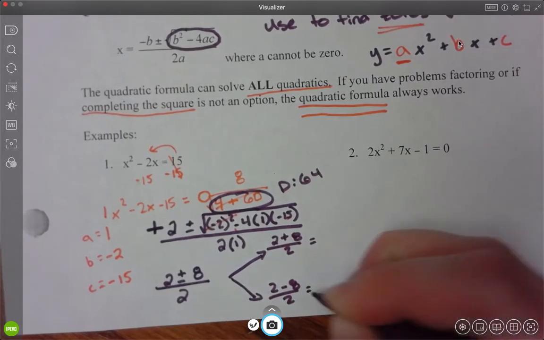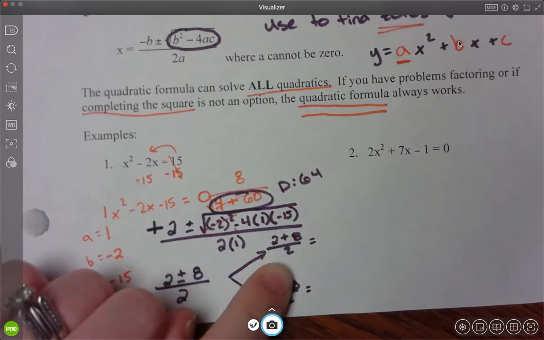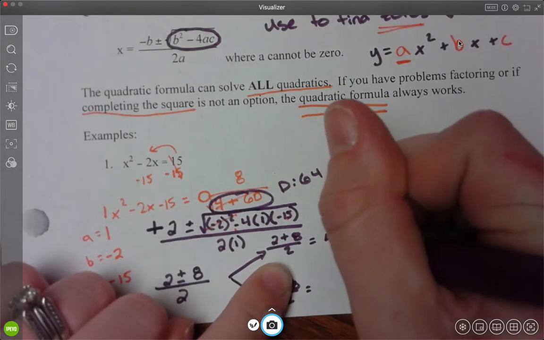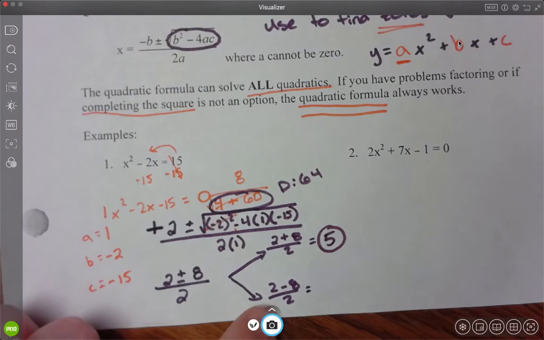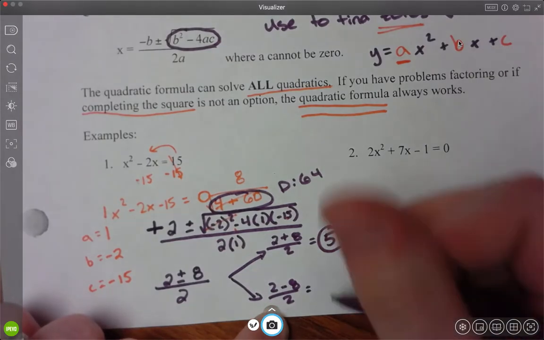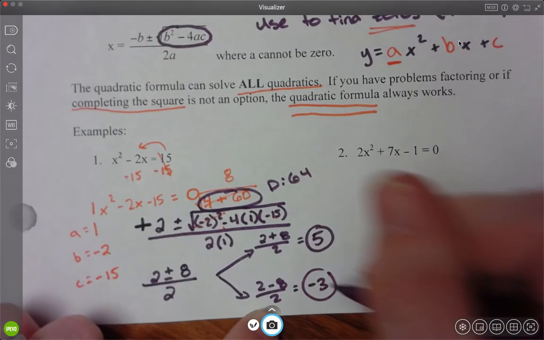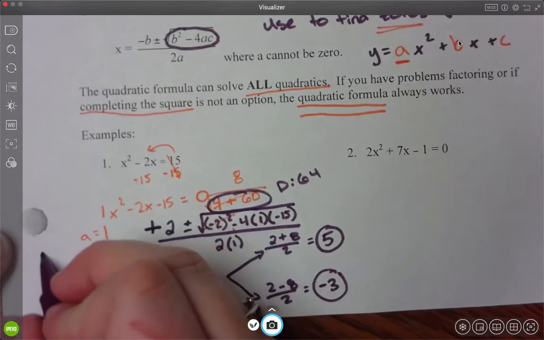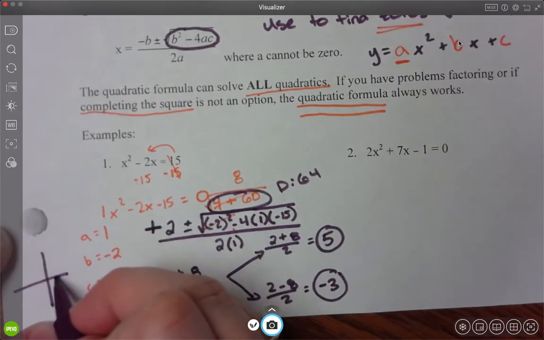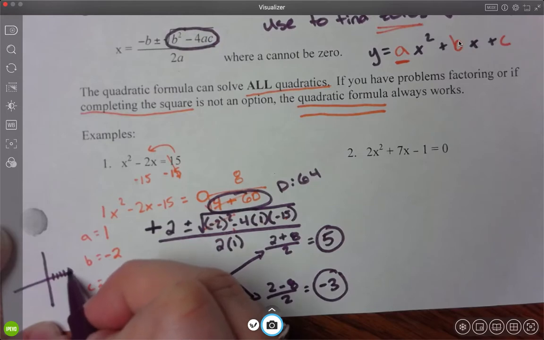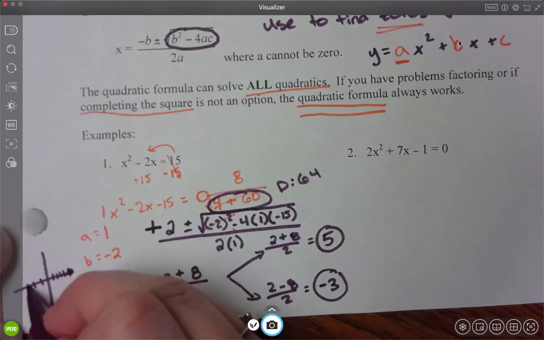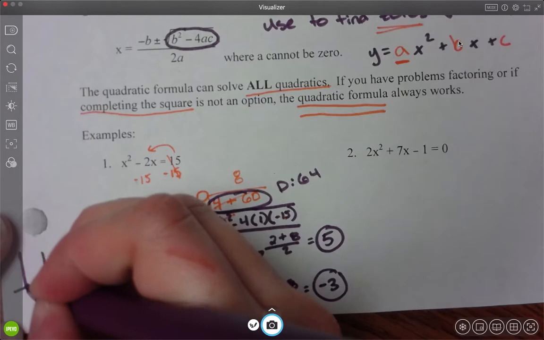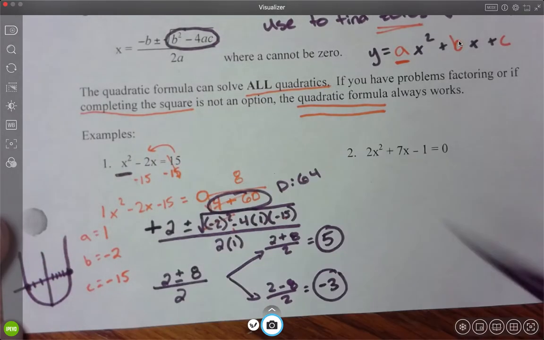So let's figure out what each one of them is. So 2 plus 8 is 10 divided by 2. That's going to give me 5, okay? 2 minus 8 is negative 6 divided by 2, which is negative 3. So those are going to be my 2 places where it crosses. So if I look at this on the graph, 1, 2, 3, 4, 5, it's going to cross here, and at negative 3, it's going to cross here, and it's going to be a smiley face because it's a positive x squared, so looking something like that, okay?